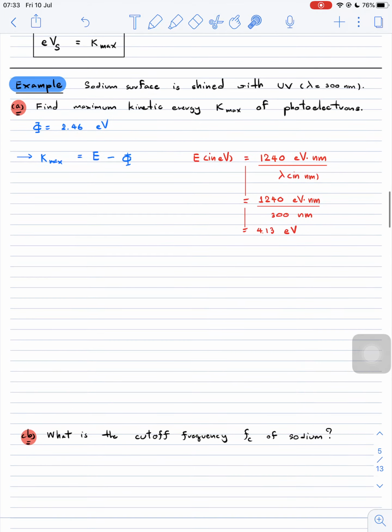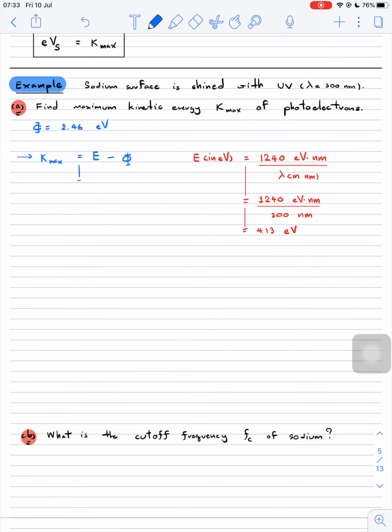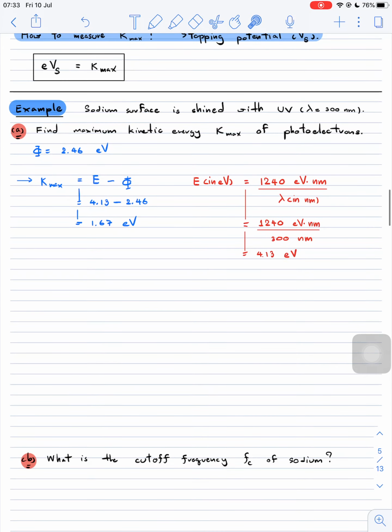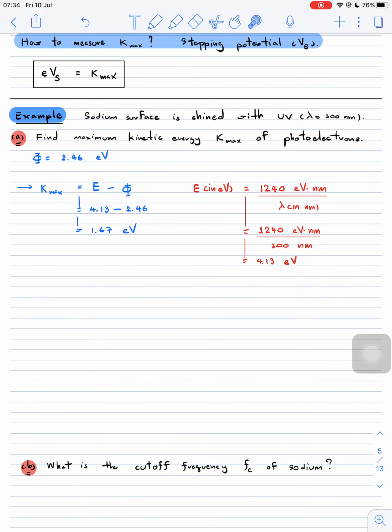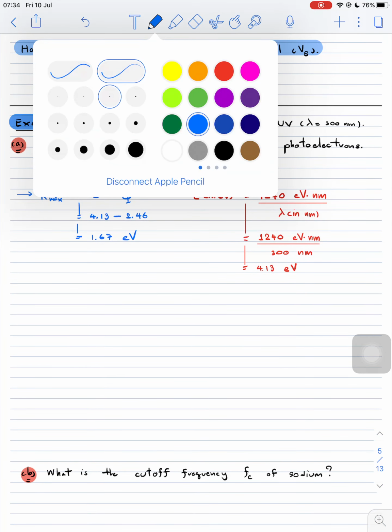Now just plug this into this equation. We have 4.13 minus the work function, which is 2.46. Then the answer is 1.67 electron volts. So this is going to be the maximum kinetic energy of the photoelectron. Also, let me take a note here.